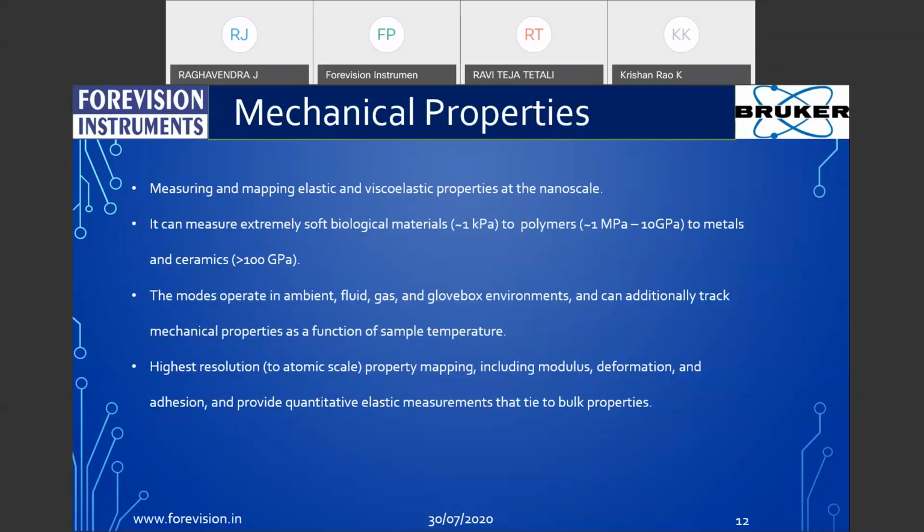AFM can also measure soft samples to very hard samples like ceramics. You can measure the mechanical properties by choosing appropriate probes. These mechanical modes can also be operated in ambient, fluid, and gas, and we can also vary the temperature and look at how the mechanical properties change. And we can get the highest resolution because of the atomic force microscopy ability, and these nanomechanical properties match with the bulk mechanical properties of the samples.